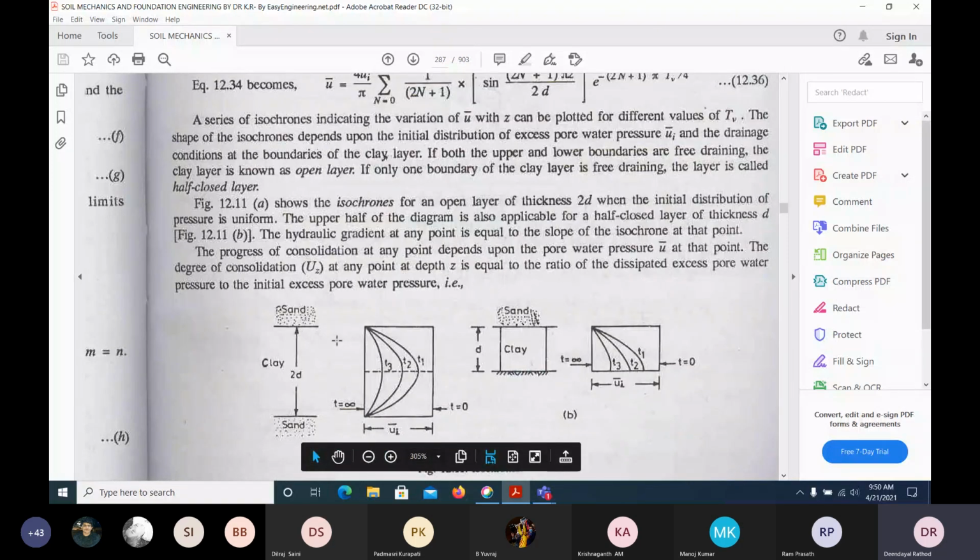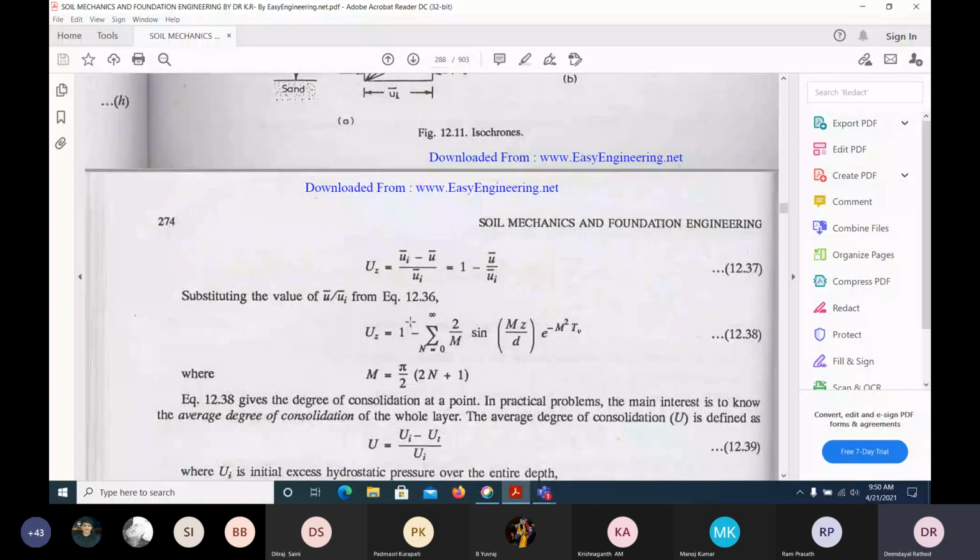Here at the boundary, what is happening is zero. At the boundary it is zero. Here it would be half, at time equal to 0. So likewise, the isochrones they have drawn.